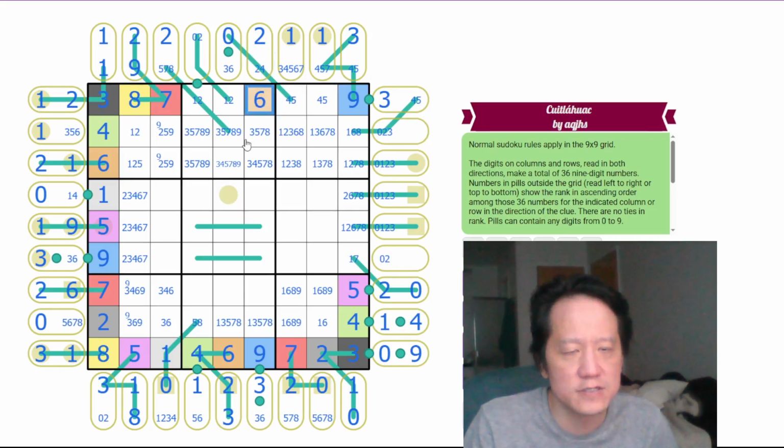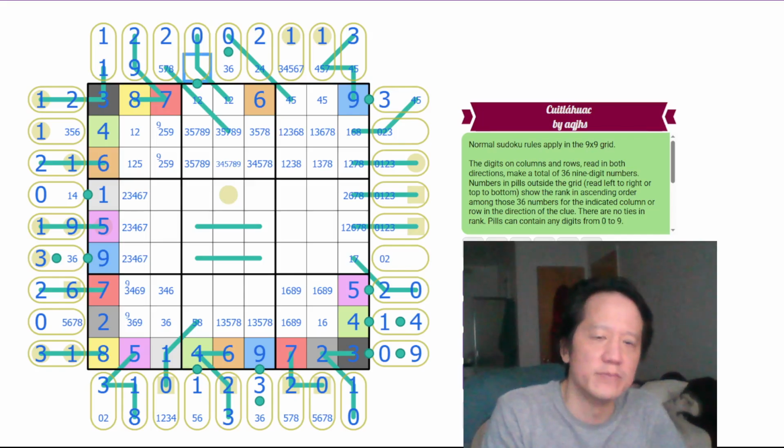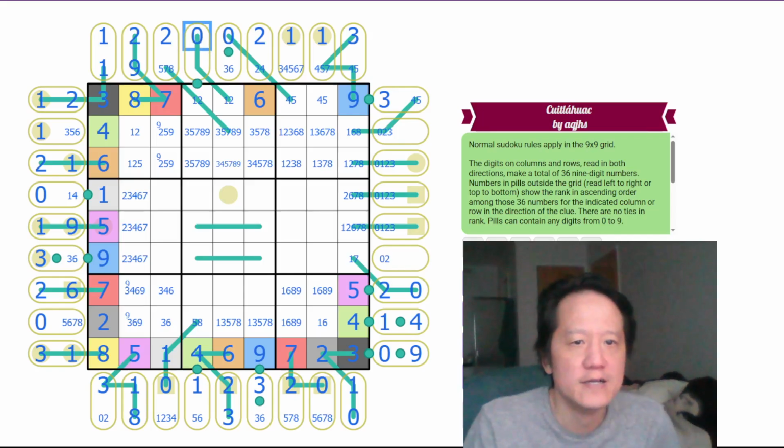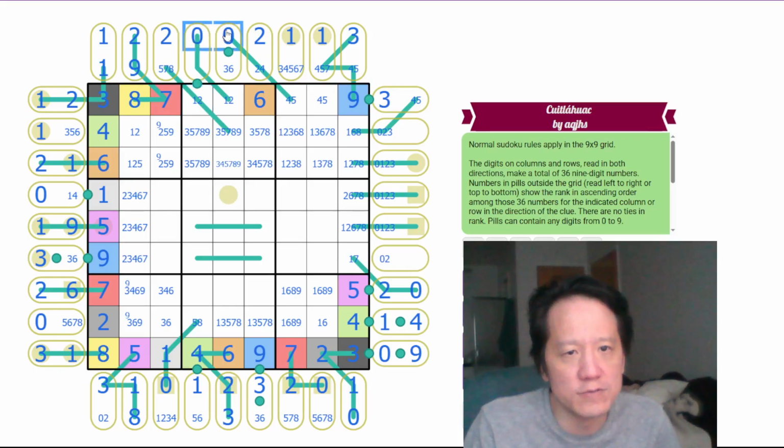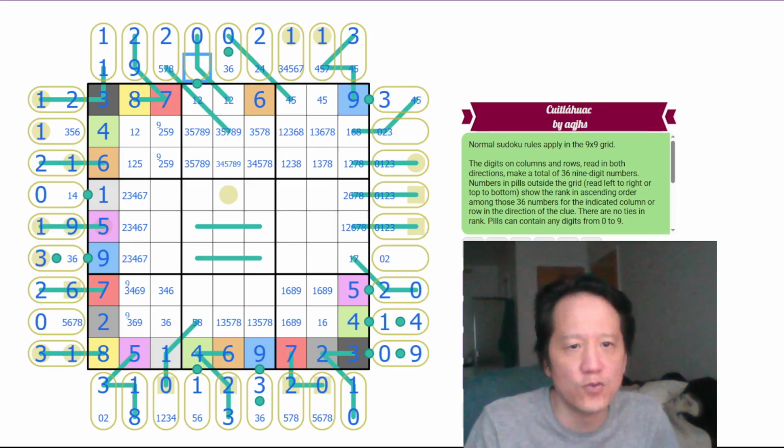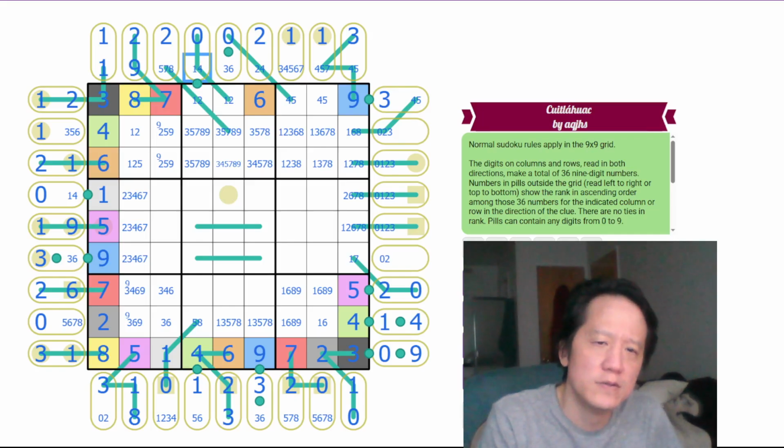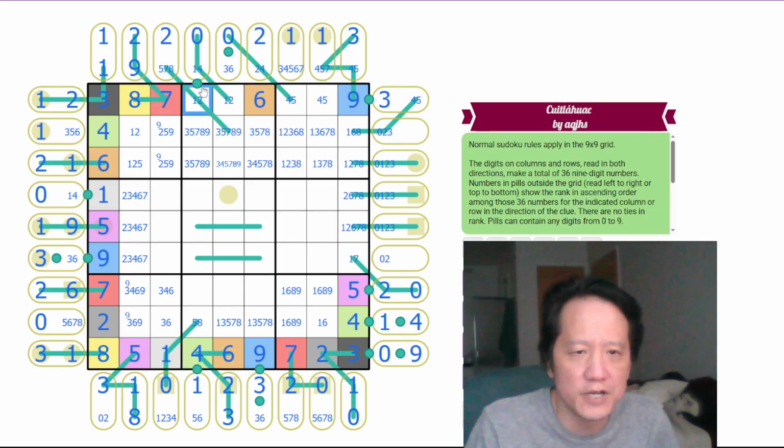This is 6. Therefore, this is 1 or 2, and it has to be 0 here, right? Because it cannot be this. 1 or 2 must start with this. It must be rank 0 something. If it's 1, it could be 1 or 4, right? Because if this is 1, it must be the same modulo. It's 1 or 4, and that works either way.